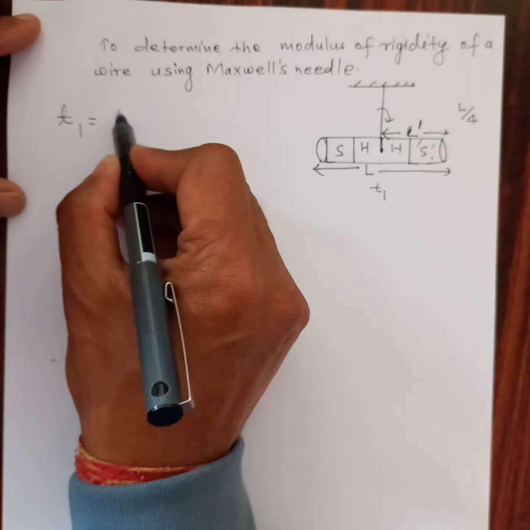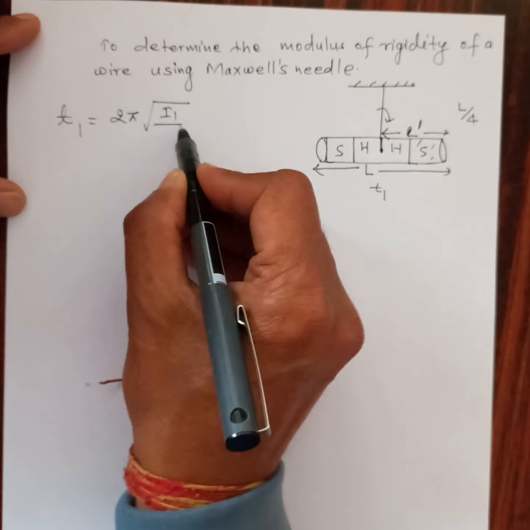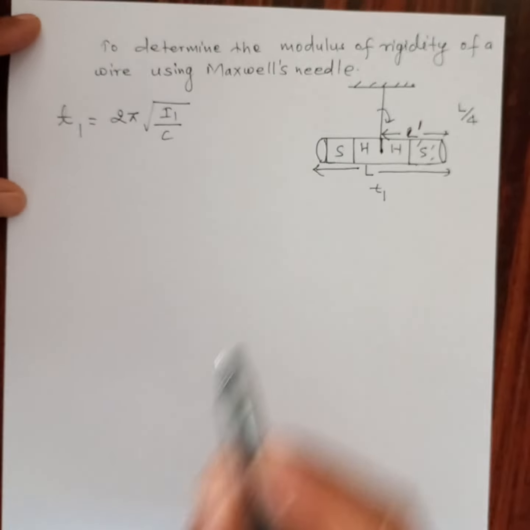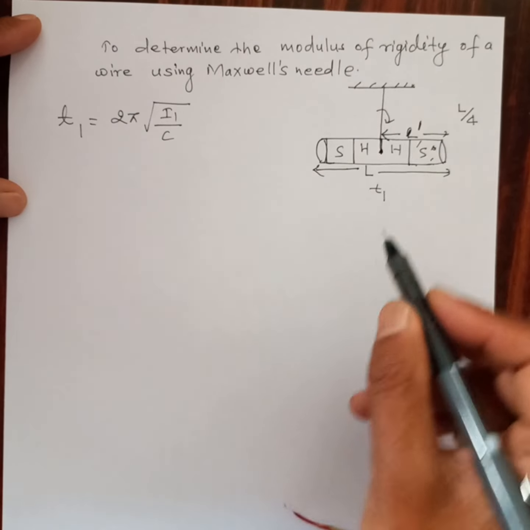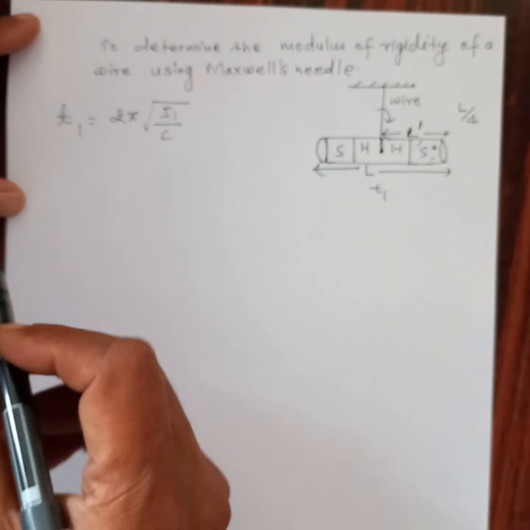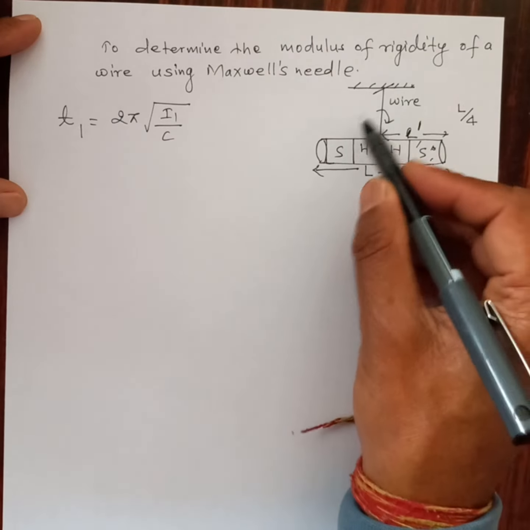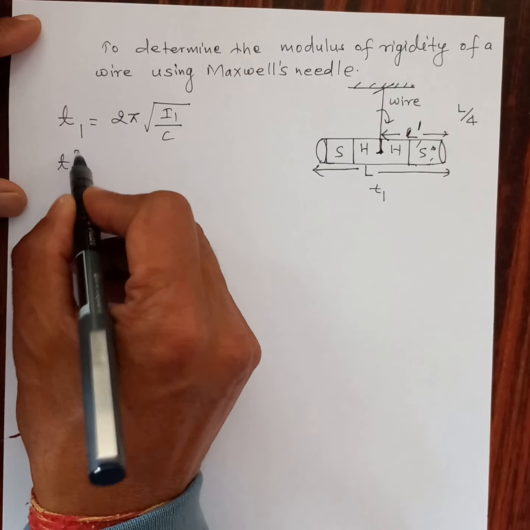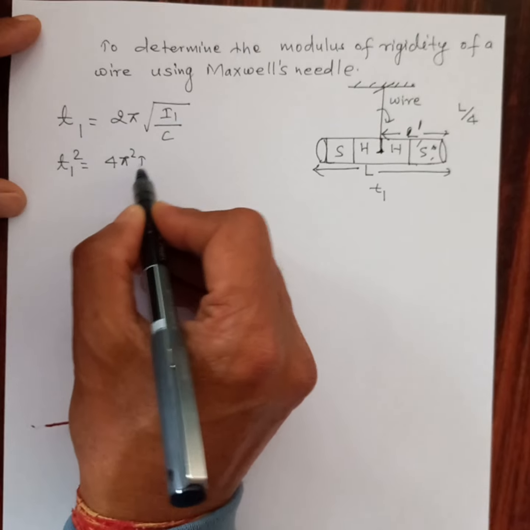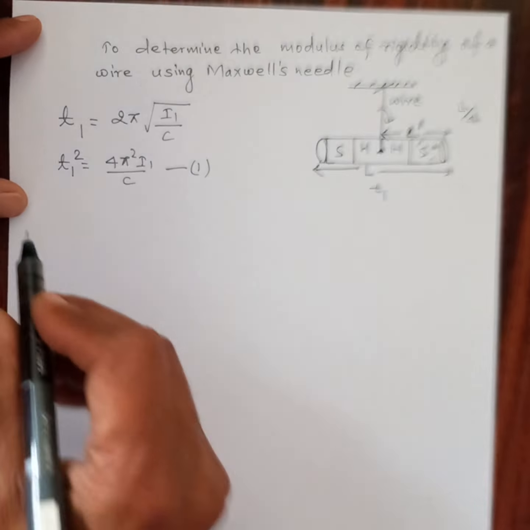By theory, T1 is equal to 2 pi under root I1 by C. Here I1 is the moment of inertia when the solid cylinders are kept outside and the hollow cylinders are kept inside near the experimental wire. This is the point of support, this is the point of oscillation. In the horizontal plane it oscillates like this, clockwise, anti-clockwise. Squaring on both sides, T1 square is equal to 4 pi square I1 by C. Equation 1, where C is the restoring torque per unit twist.